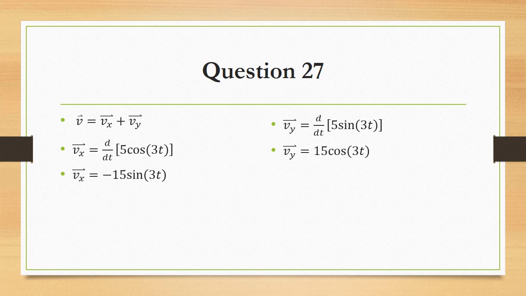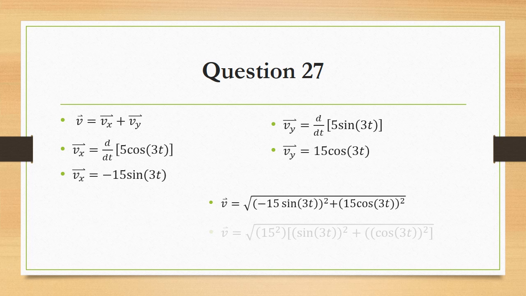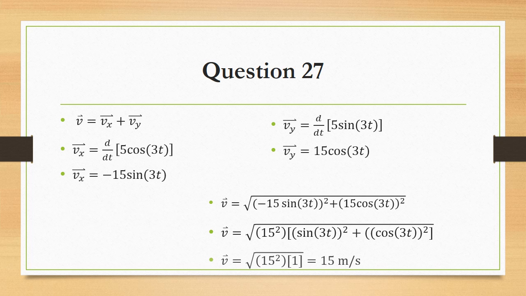And again, this is a Pythagorean theorem thing. So I'm going to take the square root of vx squared plus vy squared. And you'll notice something really easy happens if you know your trig identities. You have a sine squared theta plus a cosine squared theta. Well, what is sine squared plus cosine squared? It's 1. It's just 1. And that means that we end up with 15 squared times 1. Square root of 15 squared is just 15.